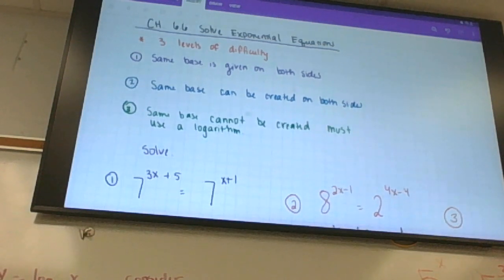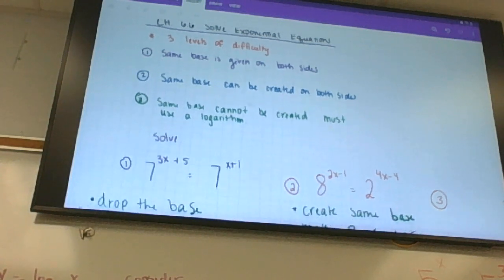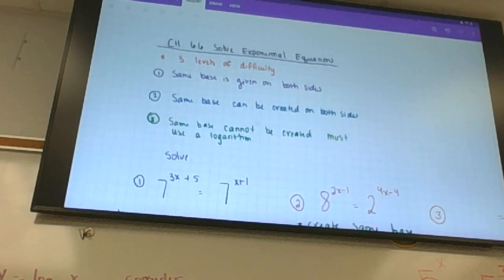Here are the examples we're going to do. I don't want to rush you. If you need more time to read these, just tell me to wait.